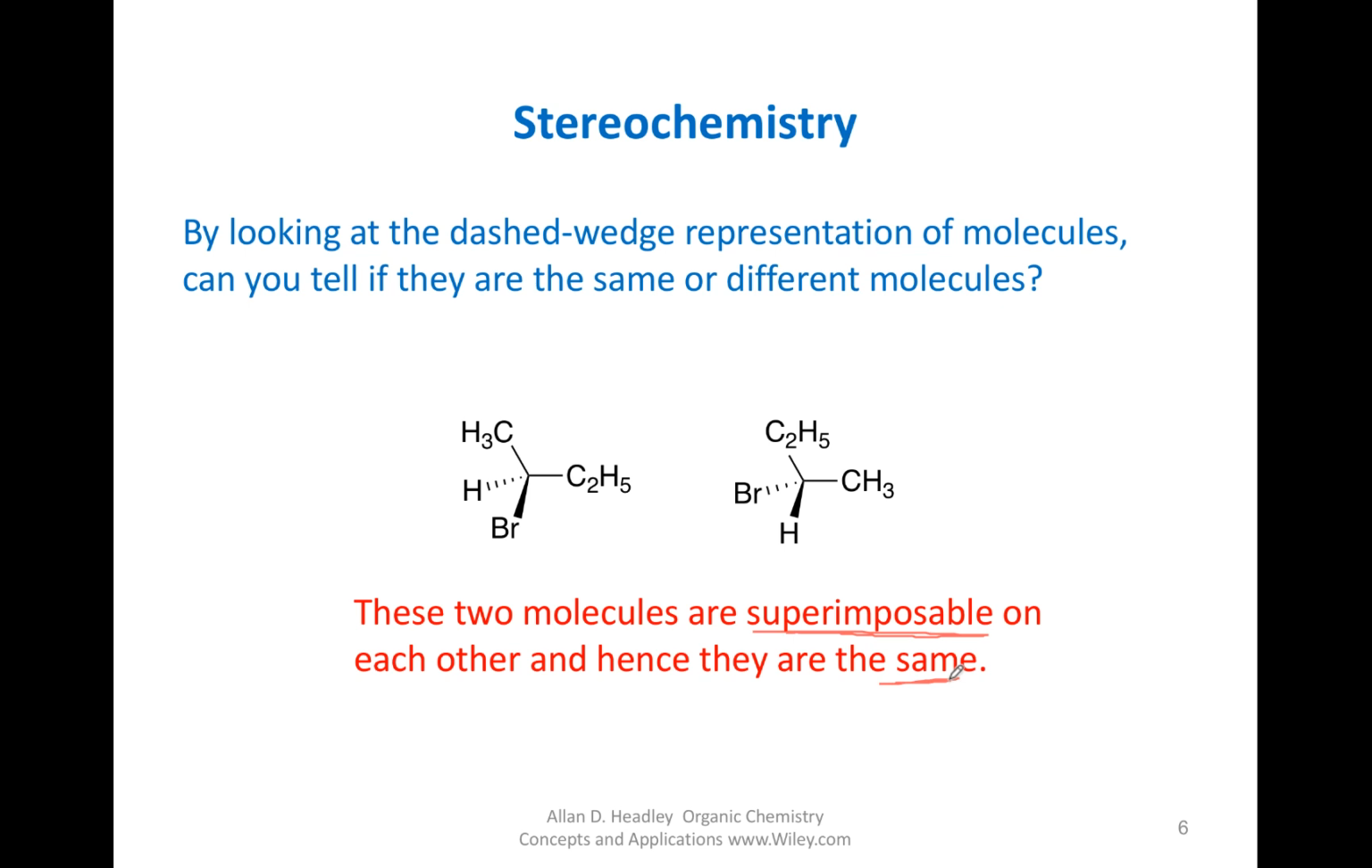So again, what we have to do here is to imagine or visualize a molecule in 3D, represent it using the dashed wedge, and compare that to another molecule that's very similar with the same atoms around it and determine if they are superimposable or not.